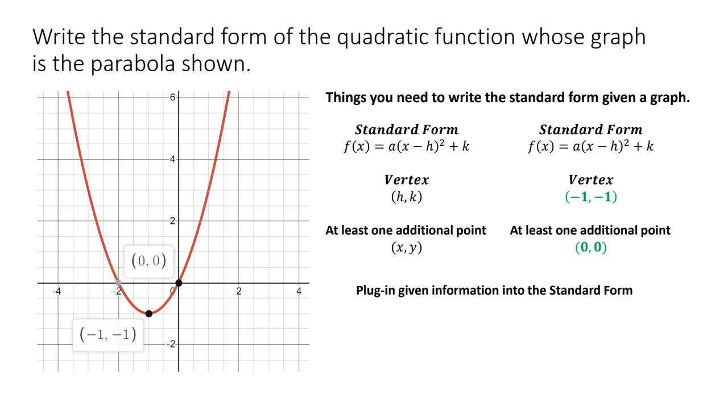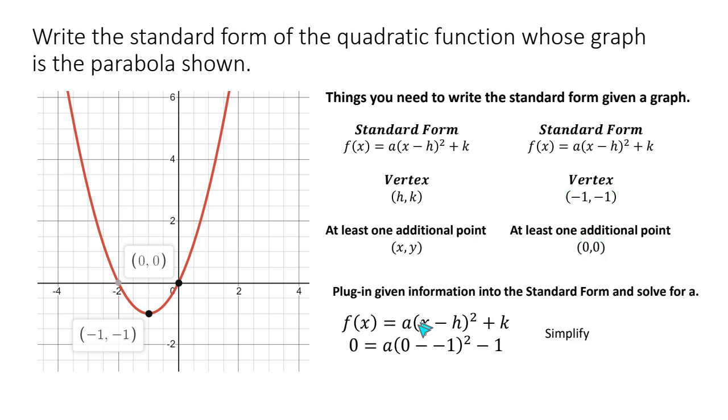And then we're going to plug in the information. So here we're going to have f of x. So f of x is going to be your y coordinate, so 0. Then we have a. X is going to be 0. And then we have minus h. Well, h is negative 1 from the vertex. And then k is negative 1. Okay. So what we're doing is really solving for a.